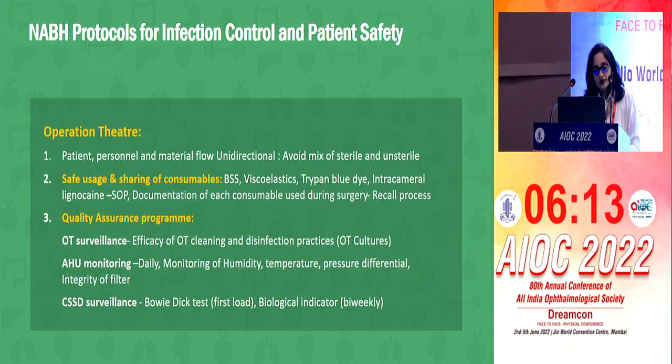Coming to quality assurance program regarding OT surveillance, the efficacy of the OT cleaning and disinfection practices should be ensured, and this should be ensured by taking OT cultures. As per guidelines, once per month we are supposed to take OT cultures, but if there is a heavy load, then you can take once in 15 days. AHU monitoring should be daily for humidity, temperature, and pressure differential. The integrity of the AHU filter should be checked once in 15 days.